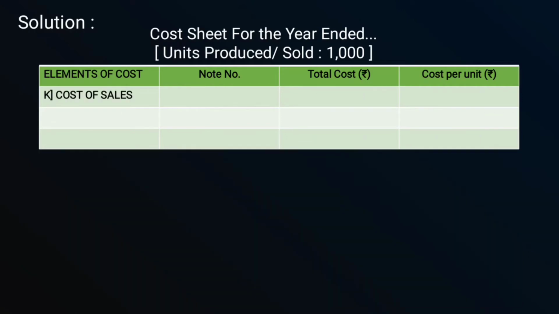Part K, cost of sales. So the total cost of sales amount will be rupees 44,80,000 and cost per unit will be rupees 4,480 per unit.